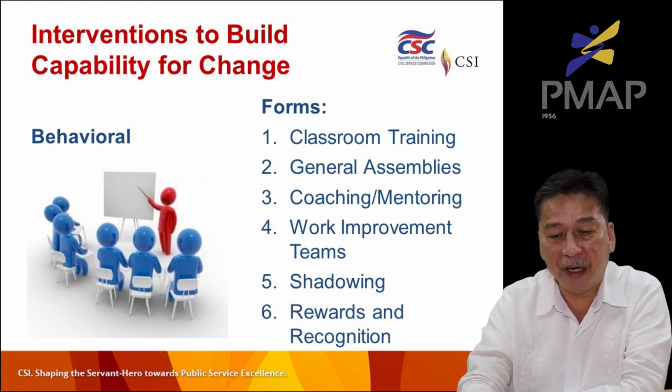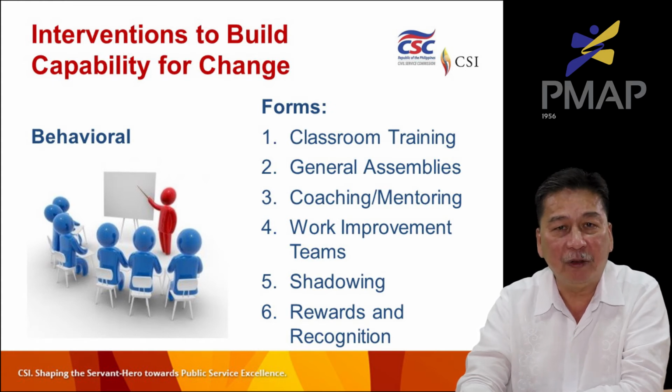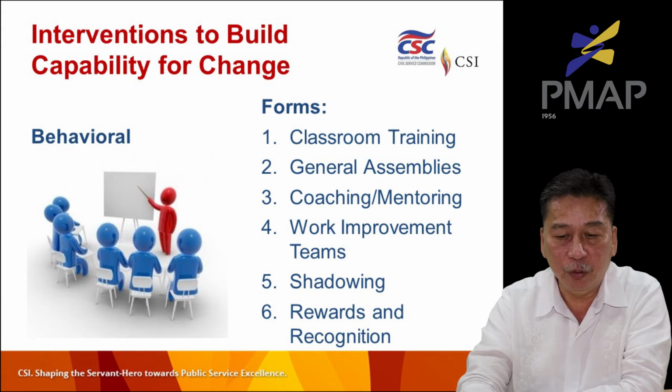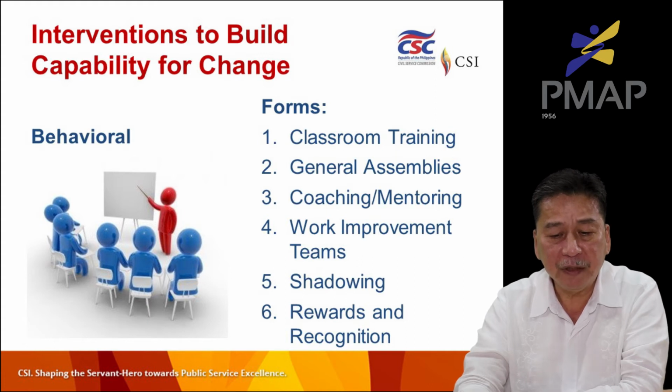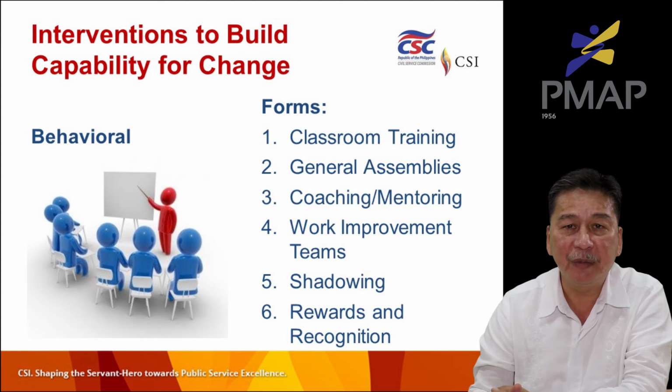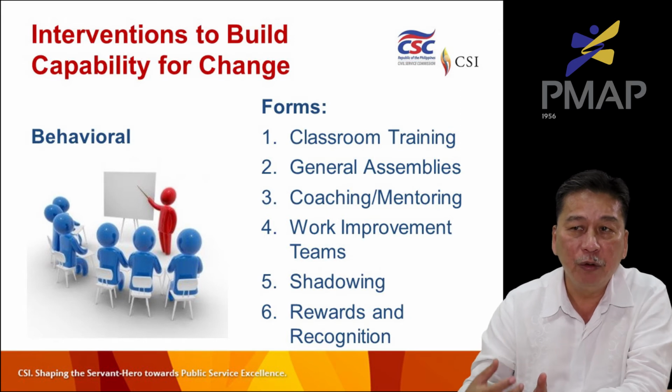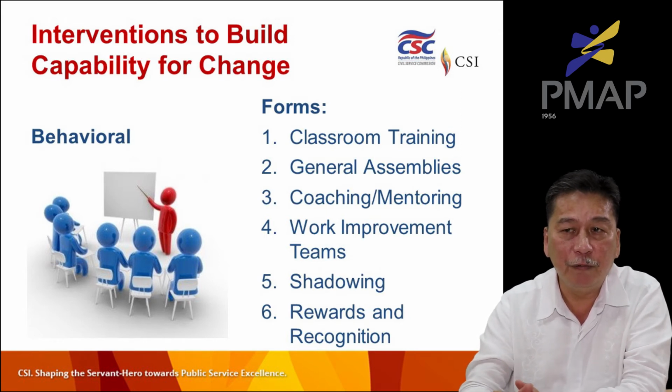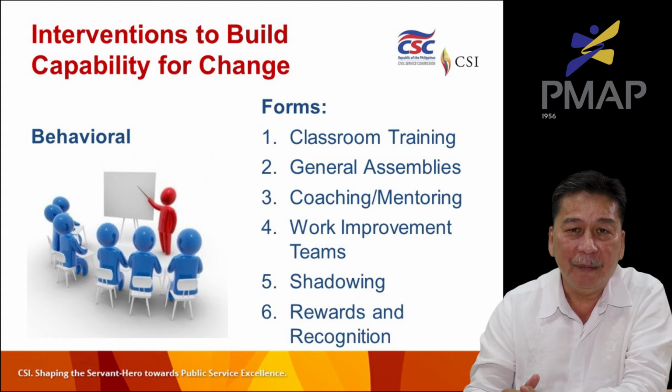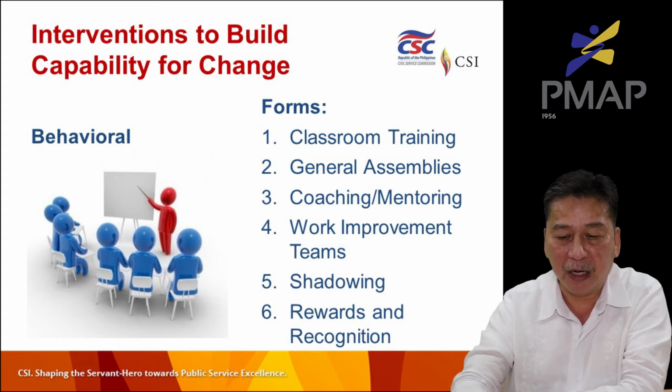So even after a classroom training, as individuals are now applying what they learned, they need to be coached and mentored so that they can do this properly. They can apply the concepts properly. Fourth is using work improvement teams. Work improvement teams are teams, usually cross-functional teams, that look into problems that they usually encounter at work, and then they go through certain processes to look for the best solutions to this problem. And as they look for solutions, they learn much from that process.